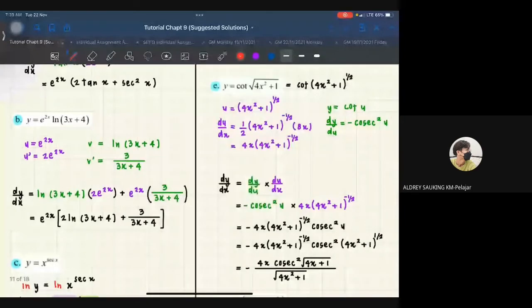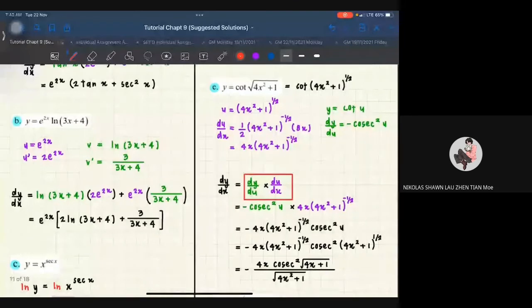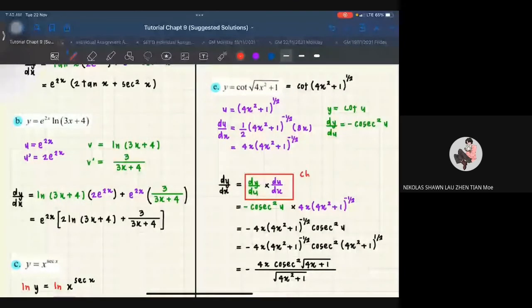Nampak tak dekat sini? Saya guna rule apa? Chain rule. Yes, exactly. So I'm using chain rule dekat sini. Okay, so kenapa saya gunakan chain rule? Sebab saya rasa dekat dalam ni dia macam complicated. This whole thing inside here, it's a bit complicated. Not really complicated lah, tapi saya boleh memudahkan dia dengan menggunakan chain rule.